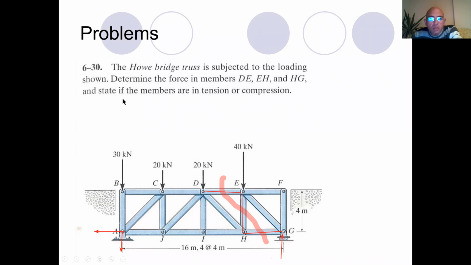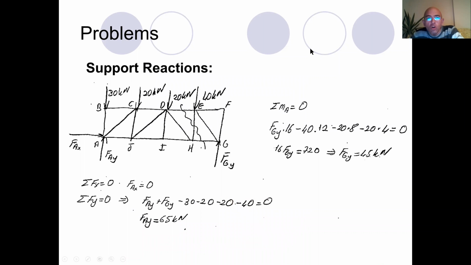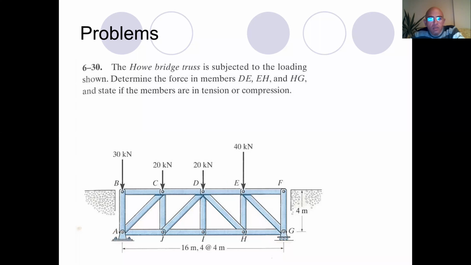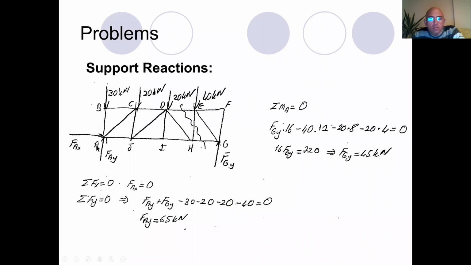Now let's proceed. Of course, first step is to draw the free body diagram of the problem. So again, we choose the horizontal axis as X and vertical axis as Y. That's okay. So we have our coordinate system here. Now at support A, we have FAX and FAY, and at G, we have only FGY.